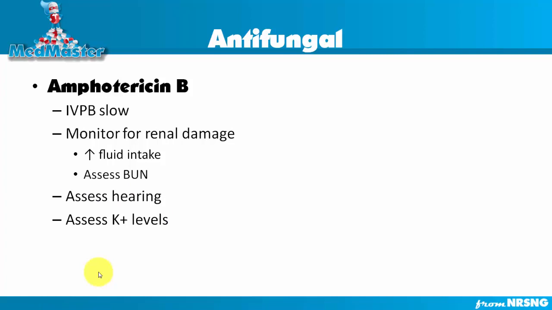So you want to give it IV piggyback slow over a couple hours. Monitor for renal damage. So when we talk about medications that can cause renal damage, one thing you'll want to keep in mind is that we need to increase fluid intake. If we increase fluid intake, we're going to help flush that through the kidneys and preserve kidney function. That's true when we give dyes to our patient for CTs and things like that, as we want to increase fluid intake and flush the medication out of the kidneys. You also monitor your renal labs like BUN, creatinine clearance, etc., to monitor your renal function.